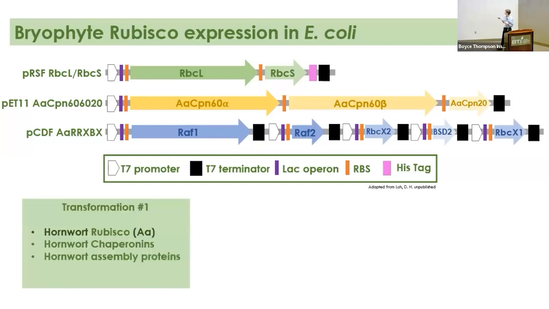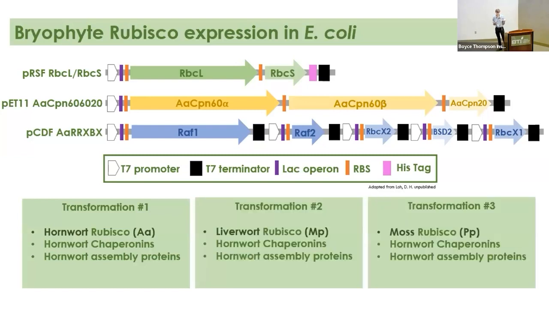So my control will be looking at trying to produce hornwort Rubisco using hornwort chaperonins and assembly proteins. And that is the system we currently have in our lab. But I'll be trying to make liverwort and moss Rubiscos using those hornwort chaperonins and assembly proteins just to see if it's possible, so we can facilitate making more Rubiscos of different types to study them quicker and faster.